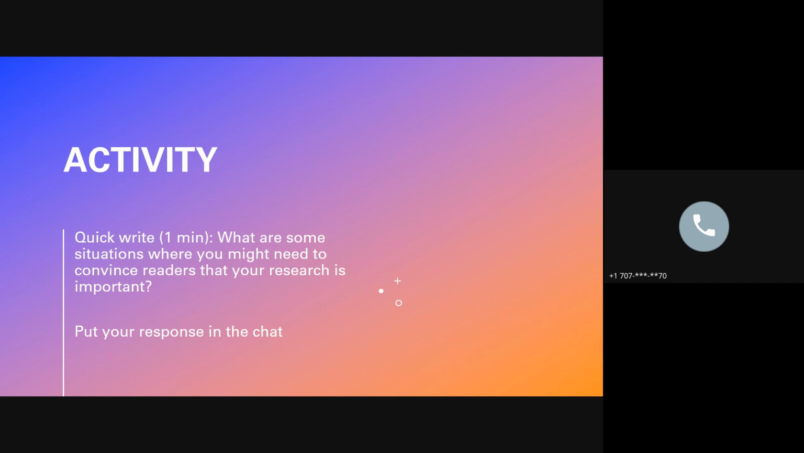Essentially, any situation where you need something from your audience. So that could be funding, that could be a job, that could be a postdoc opportunity, that could be a collaborator, like if you want somebody to collaborate with you. So there's all kinds of times when we want people to come away from our conversation or reading our work where they feel like our research is important. And in general, I think all of us want that.